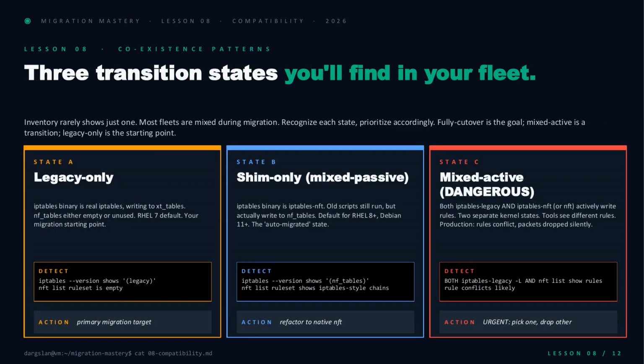When you walk into a real fleet, you'll find machines in 3 distinct transition states, and you need to recognize each on site. State A is legacy only. The iptables binary really is iptables, writing to xtables, nft ruleset empty. That's your RHEL 7 starting point. State B is shim only, the auto-migrated default on RHEL 8 and Debian 11. Old scripts still work, but they're landing in nftables underneath. State C is the dangerous one, both legacy and nft actively writing rules, 2 kernel states, tools disagreeing, packets dropped silently. Detect it and pick one immediately.